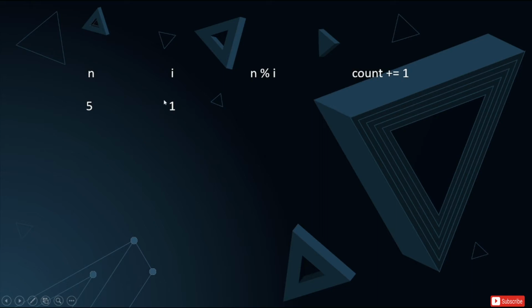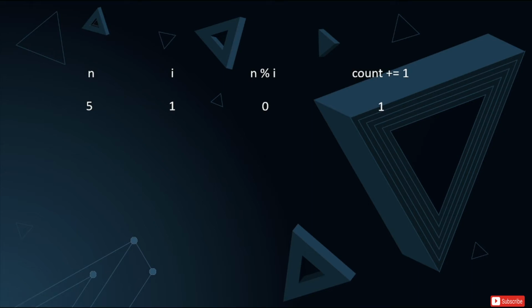You will understand in a bit. Okay, in the first attempt, the I value is 1. So if we do 5 mod 1, we will get 0 obviously, because 5 is divisible by 1. So the count value will be 1. So if n mod I equals 0, we are incrementing count by 1.